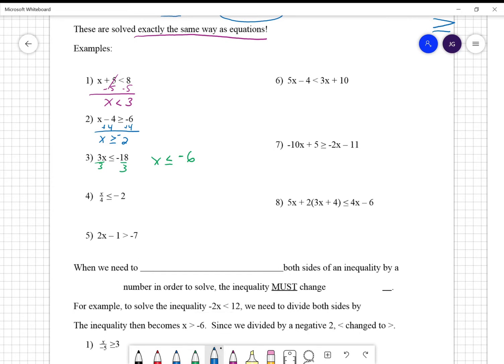In number 4, I have x divided by 4 is less than or equal to negative 2. I have to multiply both sides by 4. The 4's cancel on the left. I get x is less than or equal to negative 8. In number 5, there's a two-step process because I have to get rid of two numbers. Add 1 to both sides. We get 2x is greater than negative 6, and then divide by 2. The final answer is x is greater than negative 3.